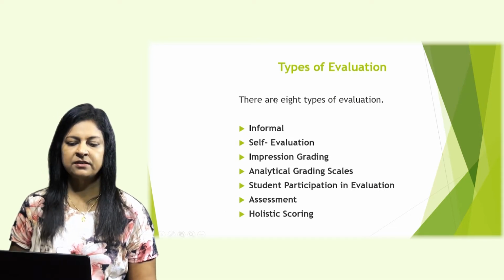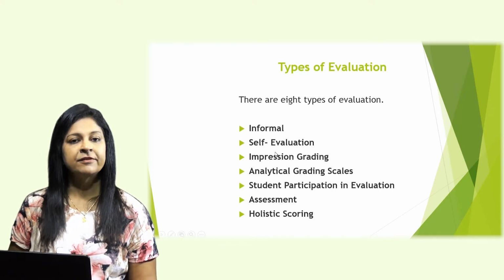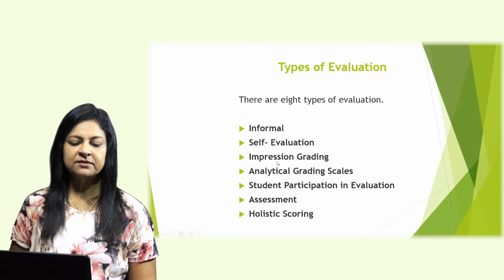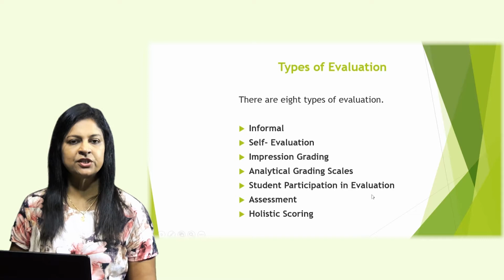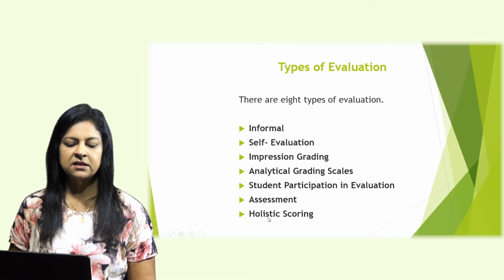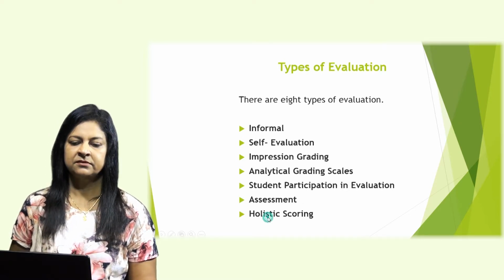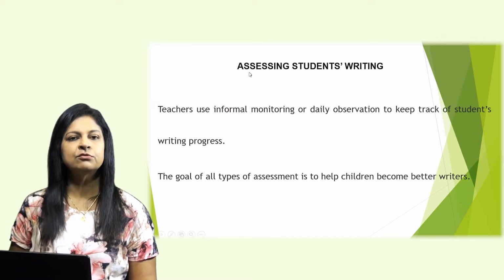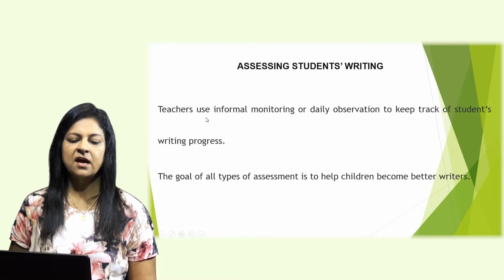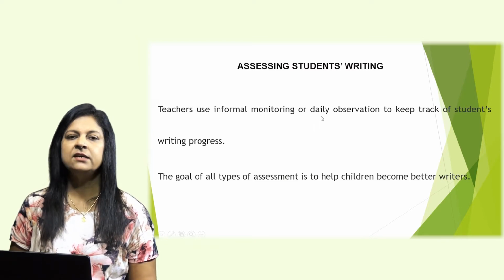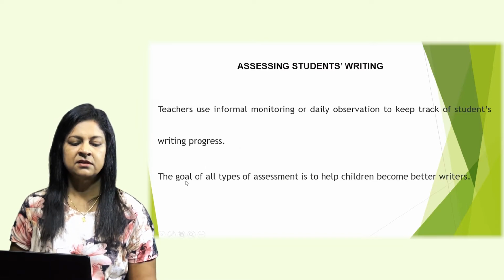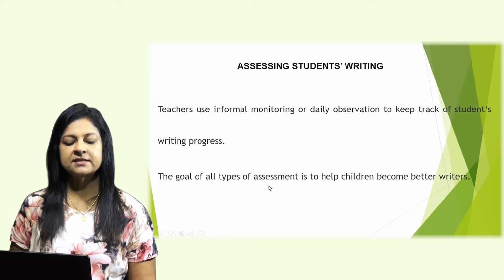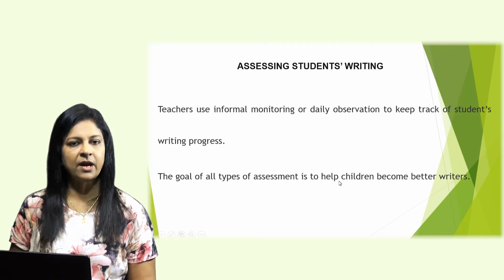Types of evaluation. There are 8 types of evaluation: informal, self-evaluation, impression grading, analytical grading skills, students' participation in evaluation, assessment, holistic scoring. Assessing students' writing. Teachers use informal monitoring or daily observation to keep track of students' writing progress. The goal of all types of assessment is to help children become better writers.